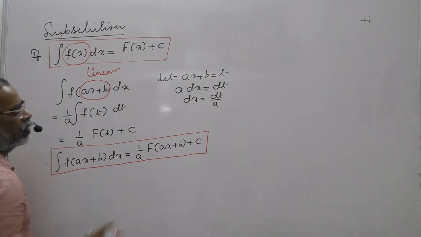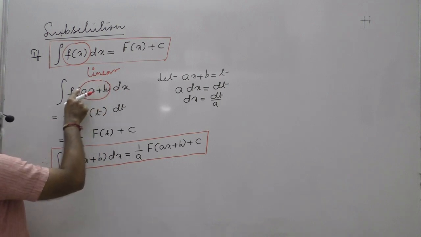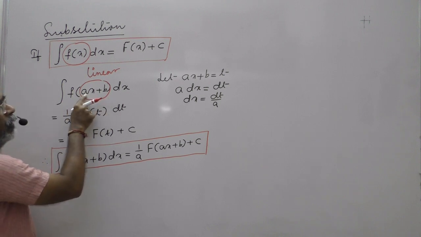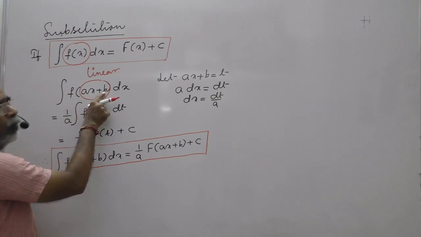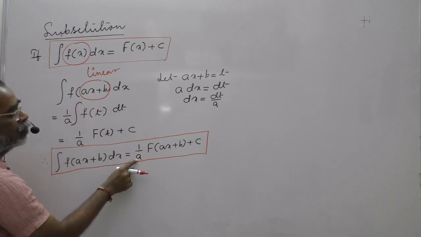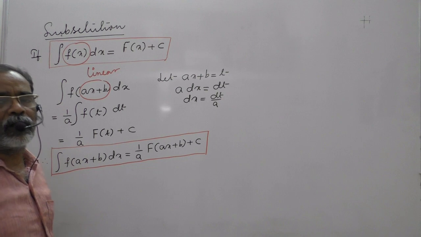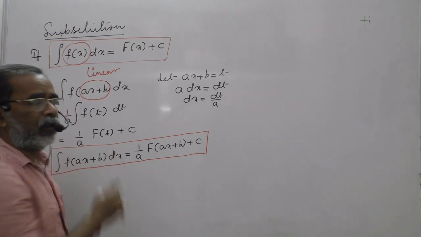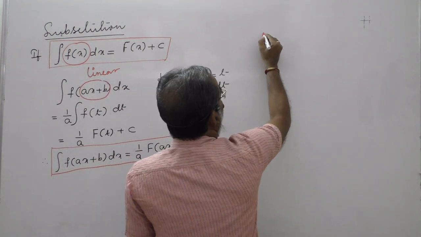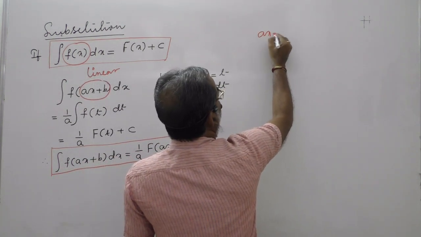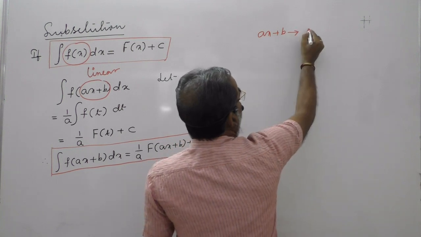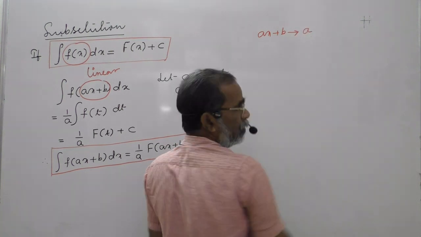What has come extra? This linear factor's derivative is small a. What is the derivative of ax plus b? The derivative is a. That derivative comes in the denominator. That's all. The same thing happens in differentiation. For example, if you are differentiating ax plus b, what is its derivative? Generally, its derivative is a.